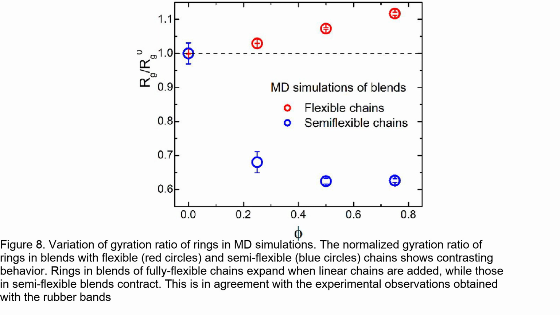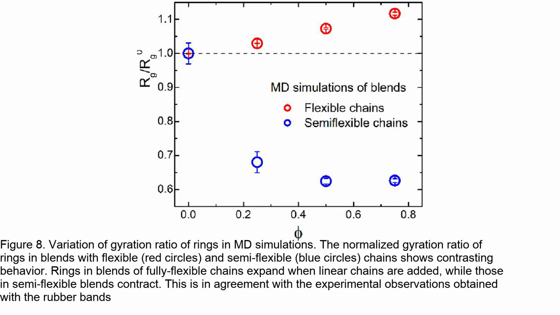In the case of flexible chains, the rings expand when linear chains are added, as expected. However, in the case of semi-flexible chains, the rings contract as the fraction of linear chains increases. This finding is consistent with the experimental observations using rubber bands, where a similar reduction in ring dimensions was observed in the presence of linear chains.